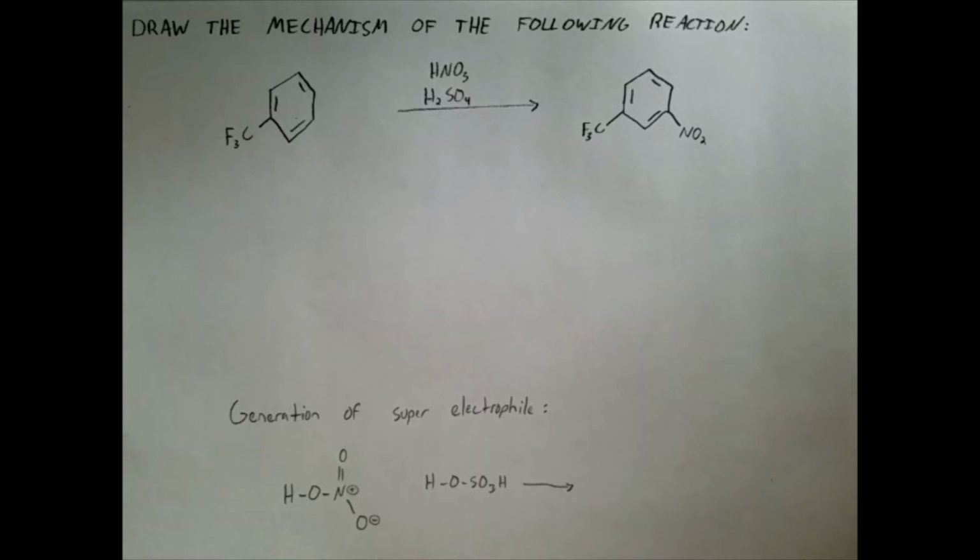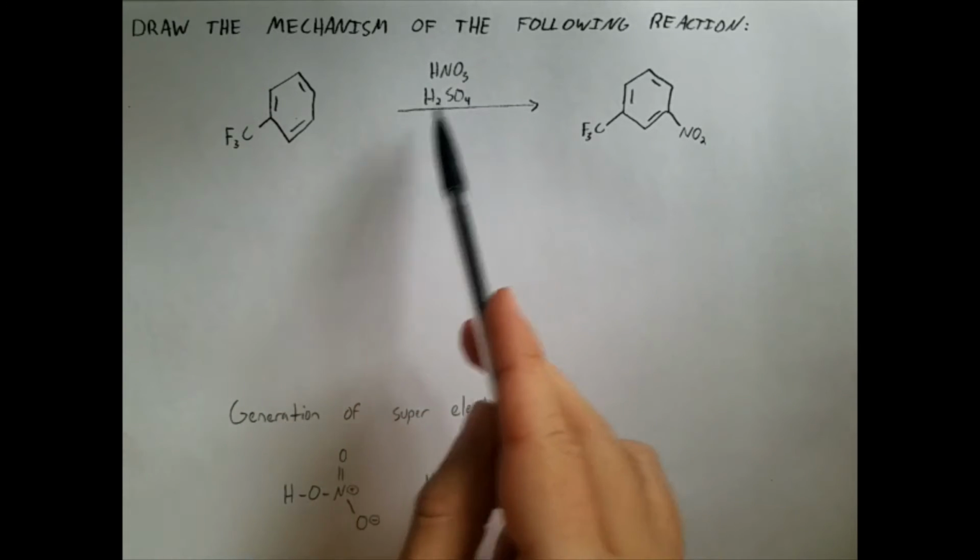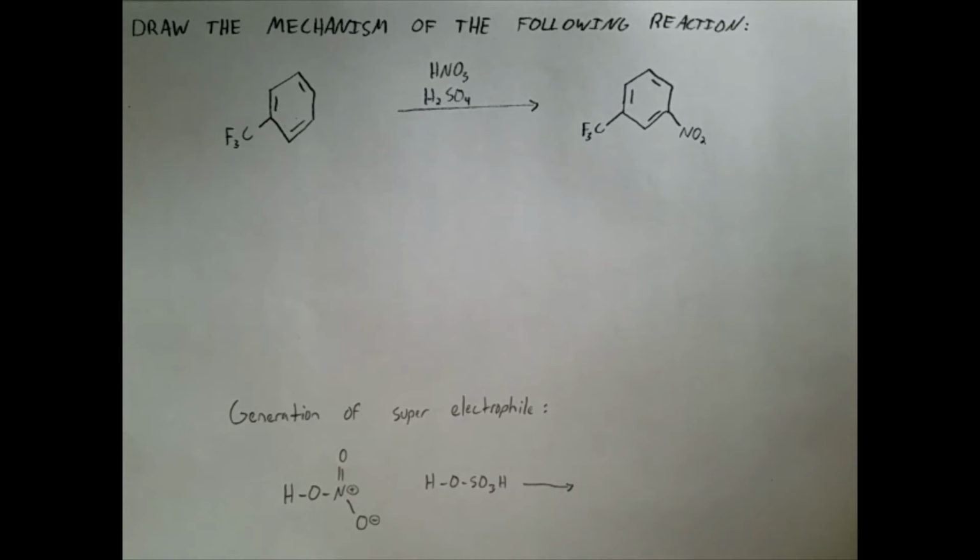And in these types of reactions, there's 5 main ones. In this case, we're going to be doing a nitration based on the reagents that we have here. And in these types of reactions, we're going to take an electrophile and we're going to substitute it for a hydrogen on the aromatic ring.